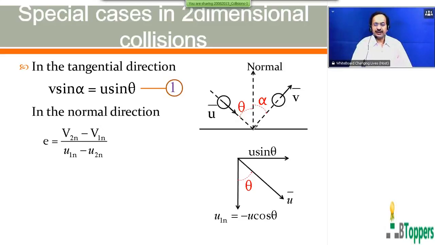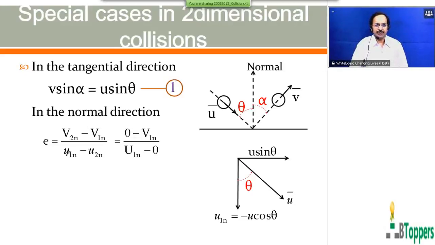Here the plane with which the ball collides is fixed. So before collision and after collision, the velocity of the plane is 0. That means U2 is 0 and V2 is 0. So you can write V2n equal to 0 and U2n also equal to 0. So you get E equal to minus V1n by U1n.